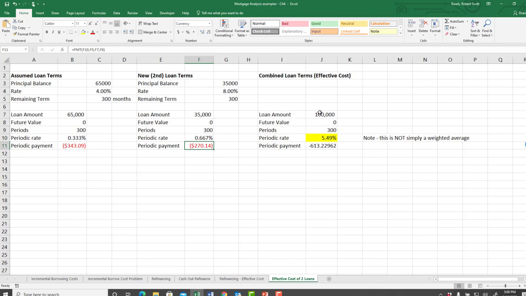So in terms of getting the effective cost, I can just add up my two loan amounts, I can add up my two payments, and then solve for the interest rate that makes that time value math work. And I get a 5.49% interest rate. And I do want to make a quick note here that's not equal to just a simple weighted average of the 65,000 at 4% and 35,000 at 8%. You should be able to do a weighted average blend of that. It's close. I think it turns out to be 5.40% with a weighted average. So it's a little bit different, not quite the same. So this is the accurate way to go about determining the effective cost when we are combining loans.